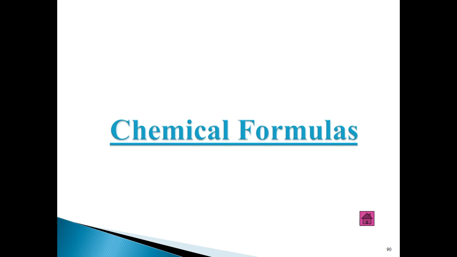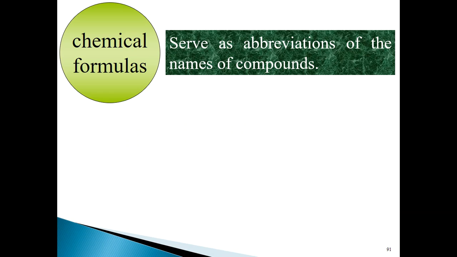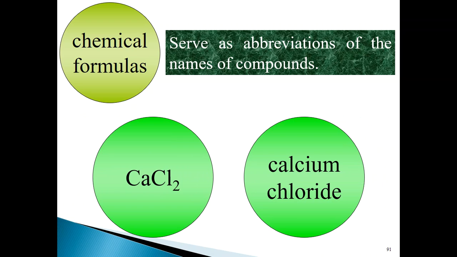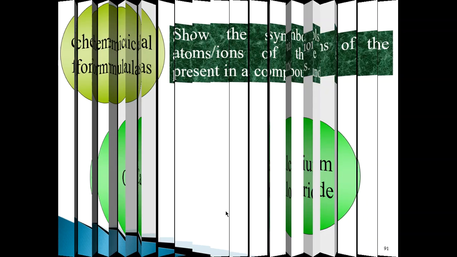Now let's talk about chemical formulas. Chemical formulas serve as abbreviations for the names of compounds. So instead of writing the actual name in words, we can simply abbreviate it and make things a bit easier by writing down the formulas, right? These formulas tell you something about the composition of the substance that you're talking about. So for example, calcium chloride, the formula is shown here, CaCl2, all right?